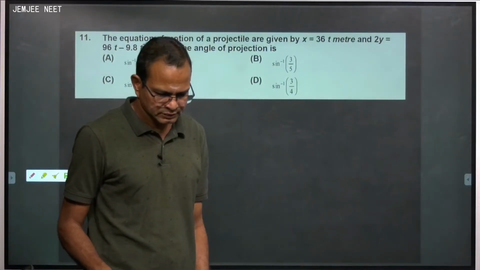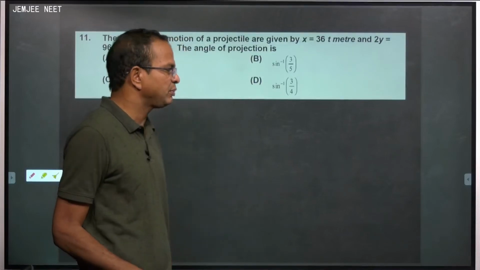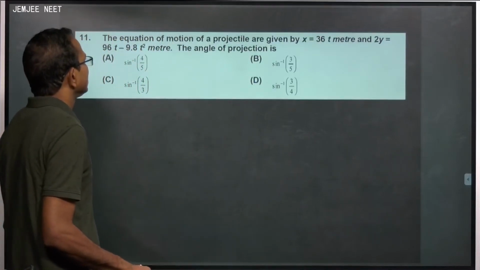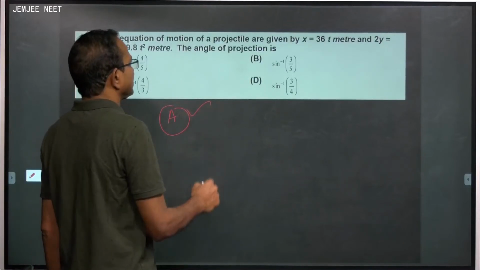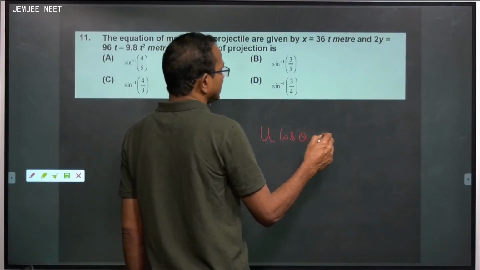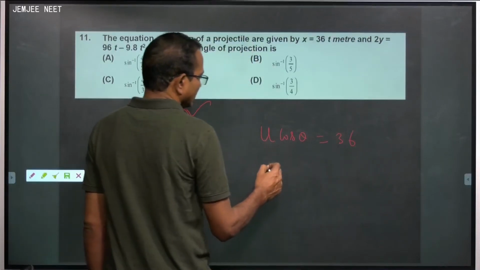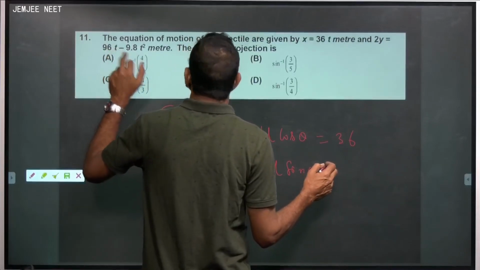cos theta is equal to 48 by 36, like that we can do. Yes. What's the answer? A or B? A is the right answer. That's right. You are right. So u cos theta is equal to 36. u sin theta equal to 50% of this, that's 48.